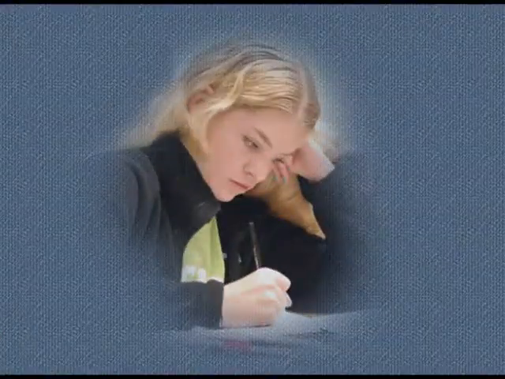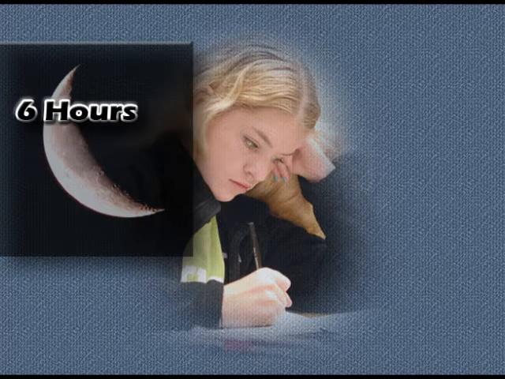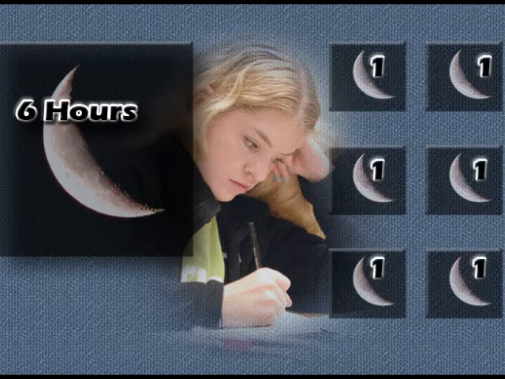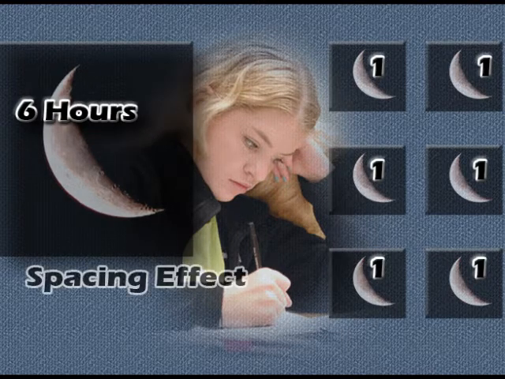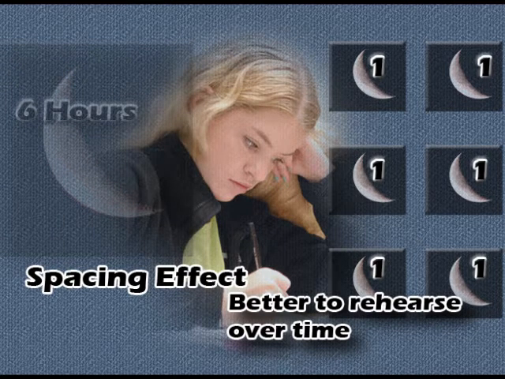But if we combine repetition with spaced practice, we can develop even stronger memories for the material that we're learning for the exam. Which do you think would be more effective, spending 6 hours the night before the exam studying, or spending an hour a night for 6 nights? Research and common sense tell us it's more effective to spread out your efforts.